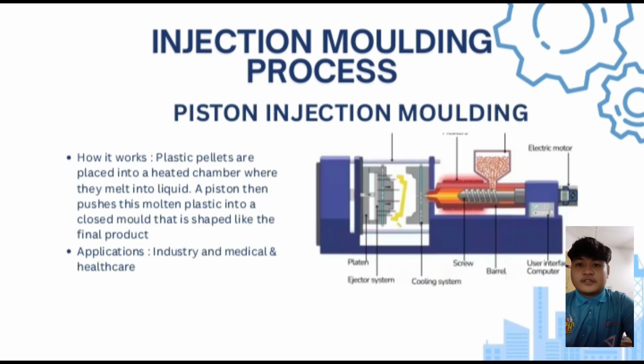Next, piston injection molding. How it works: plastic pellets are placed into a heated chamber where they melt into liquid. A piston then pushes this molten plastic into a closed mold that is shaped like the final product. Application: industry and medical healthcare.